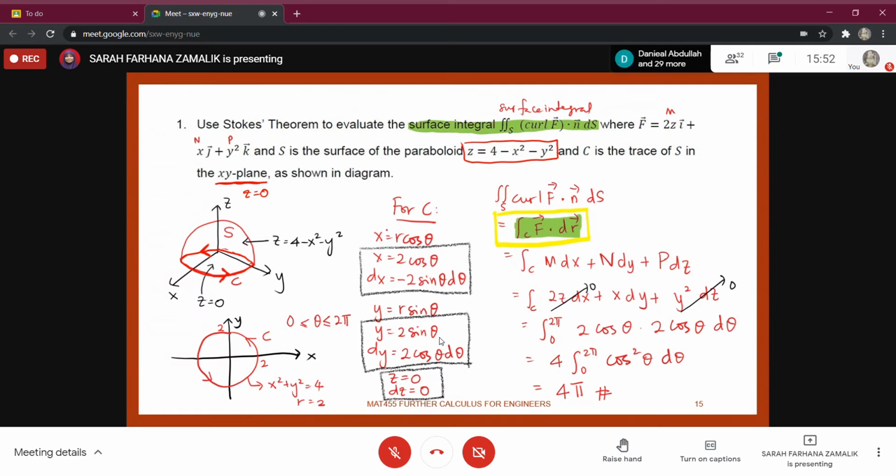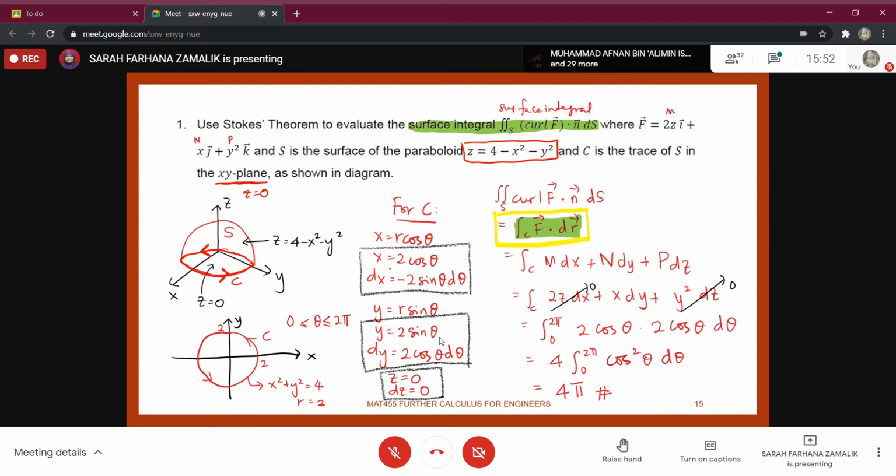So that's why remember this is the form in polar for your x. X equals to r cos theta, y equals to r sin theta. Sebab kita nak evaluate with respect to one variable only, in this case theta je. So that's why r ni kena substitute siap-siap dalam x and y.